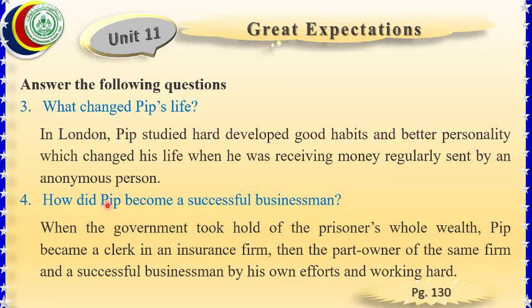How did Pip become a successful businessman? When the government took hold of the prisoner's whole wealth, Pip became a clerk in an insurance firm, then the past owner of the same firm and a successful business by his own efforts and working hard. Dear students, here in his life we find two turns. In fact, I want to discuss with you both of them.